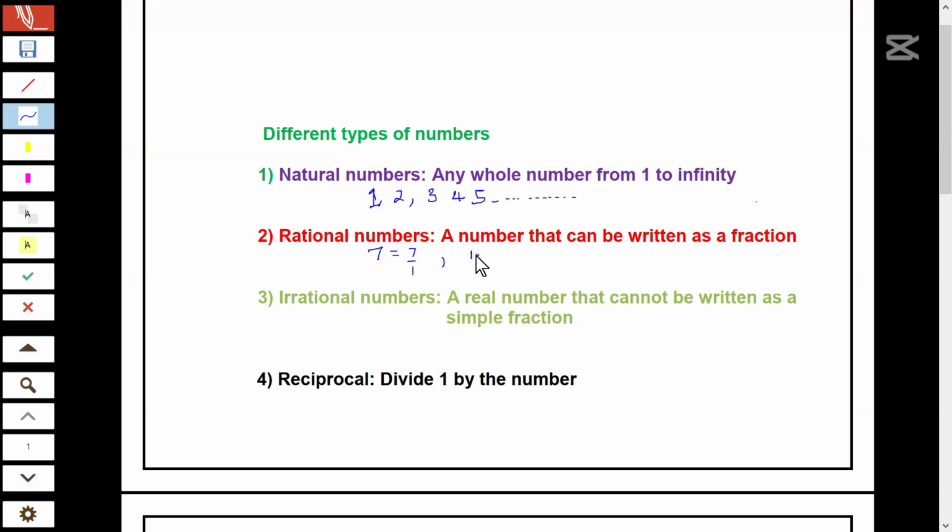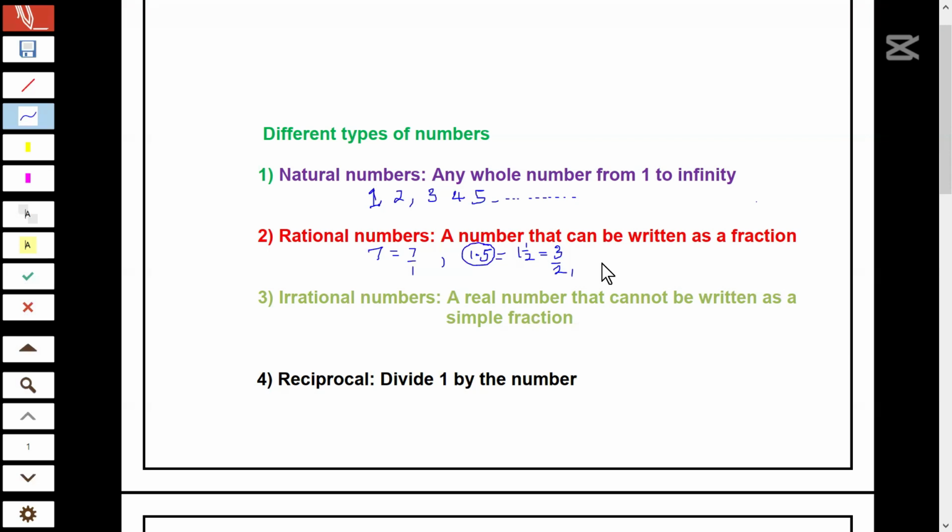Now, 1.5. 1.5, if you convert this to an improper fraction, it gives you 3 over 2. So 1.5 is a rational number.